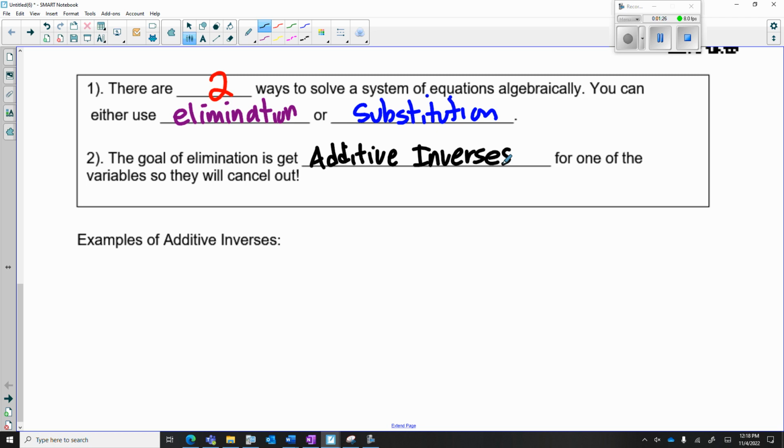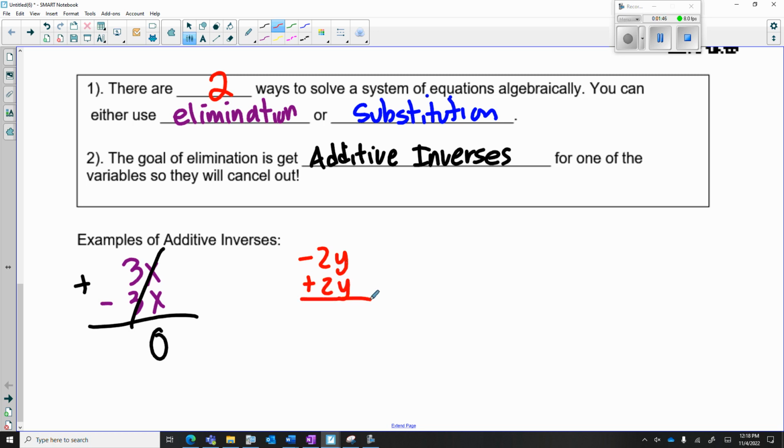So what do I mean by additive inverses? Well, let's say I have 3x. The additive inverse of that would be negative 3x. So if I add 3x plus negative 3x, those are going to cancel out, and I'm going to get 0. Let's say I have negative 2y, then the additive inverse would be positive 2y. And when I add those together, I'm going to get 0. Let's say I had c, the additive inverse would be negative c. So then when I add them together, I'm going to get 0.